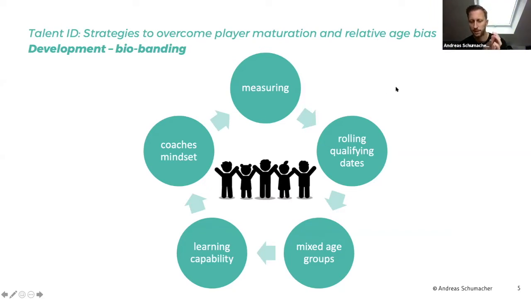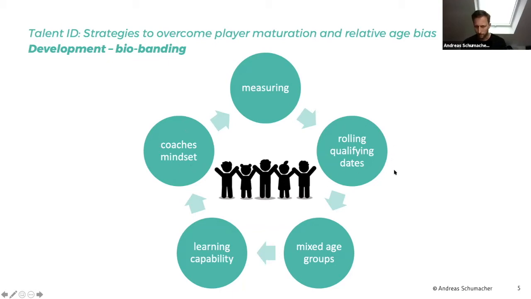We do measure it at Stuttgart. If we have the kids here, we have three different types of measurement, because we still don't know which is the best one and gives us the exact outcome. So we try to have three different measurements to decrease the chance that we are wrong, but we still could be wrong. After that, we have the P1, P2, P3 guys, like Rick showed: the early matured, the normal matured, and the late matured. And we are mixing age groups. They get different training. We give the coach a task to change their mindset.